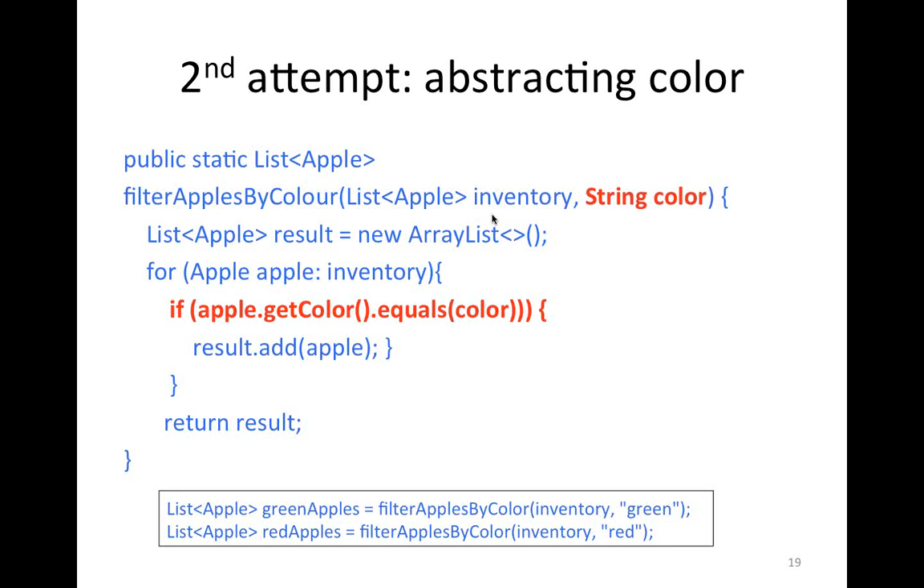Well, as a good software engineer, we figured that, okay, he's interested in different colors of apples, so we introduced a new parameter to the filterApples method. Here we say it's going to take a color as parameter, and we can update the code so it only filters apples based on the color argument. If you can see the box at the bottom of the slide, this is one way to call the method: filterApplesByColor takes the inventory, and then the green parameter or red parameter.